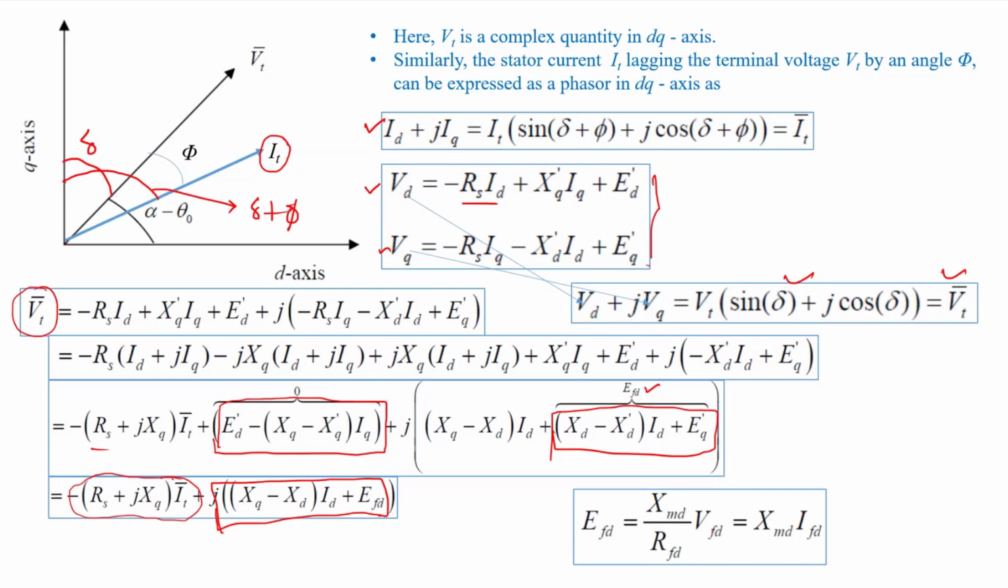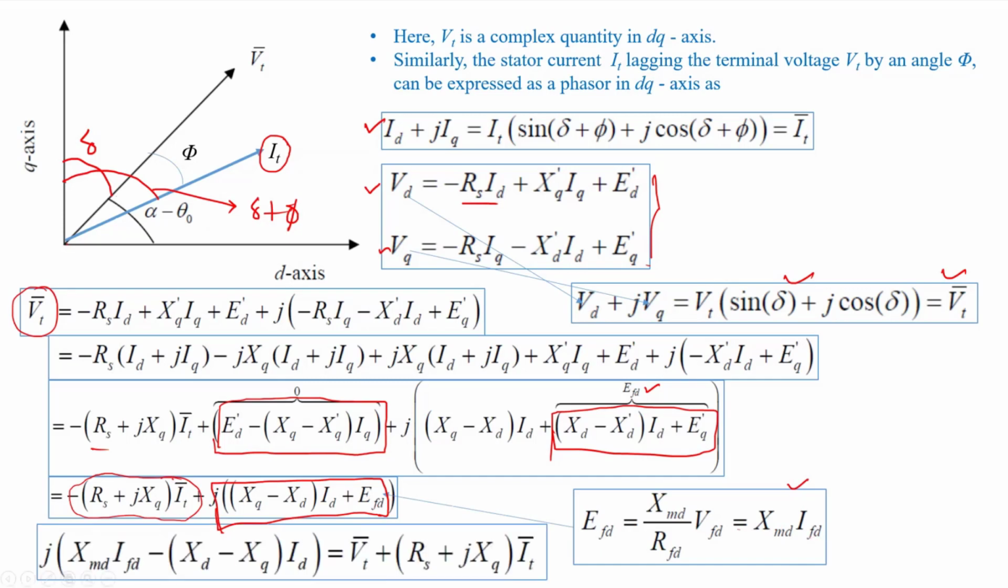We know EFD is equal to Xmd by Rfd times Vfd, that is equal to Xmd Ifd. So if we substitute EFD as Xmd Ifd, the equation becomes j of Xmd Ifd minus (Xd minus Xq) Id, that is equal to Vt plus (Rs plus jXq) It. This is your impedance drop, this is your terminal voltage, which is added, and when added, this gives us the internal voltage of the generator.